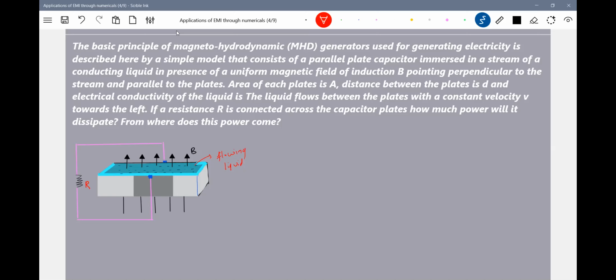So there's liquid that will be flowing here. The liquid will flow here, and these are the plates. It's showing the basic principle of a magneto-hydrodynamic generator used for generating power. It's like a parallel plate capacitor, so there's a plate. There'll be another plate, and the connections will be done like this. And there's an external magnetic field.